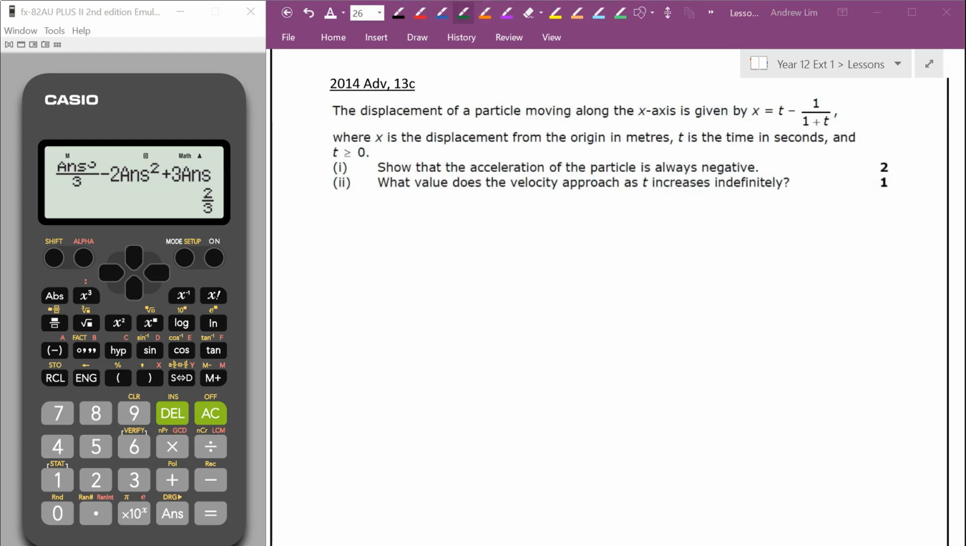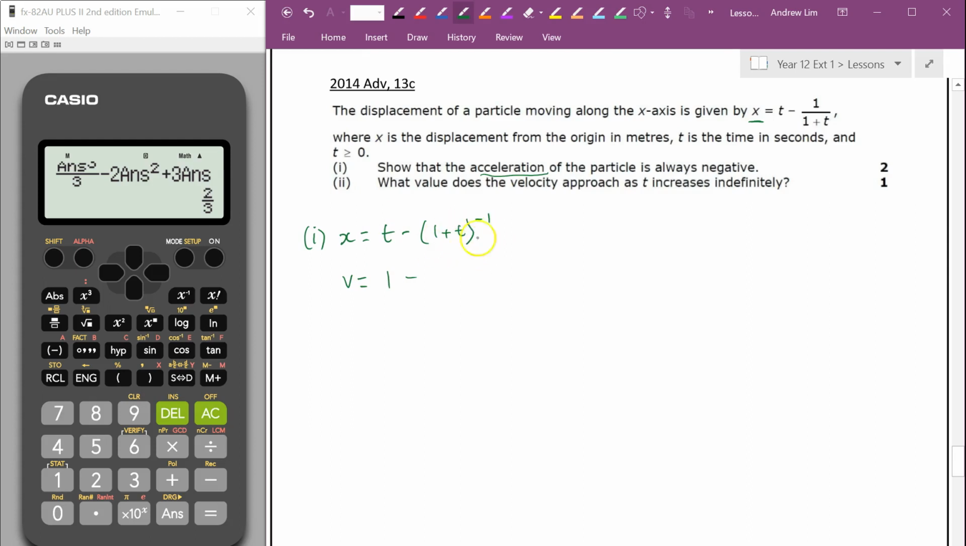Okay, so part 1, we want to show the acceleration, but we are only given displacement. So we need to differentiate twice. We know x is equal to t minus 1 over 1 plus t. I'm going to rewrite this in index form so it's easier to differentiate. For velocity, when we differentiate t, we get 1.